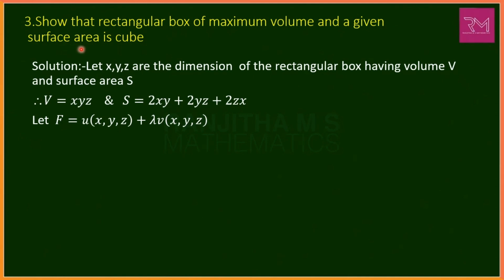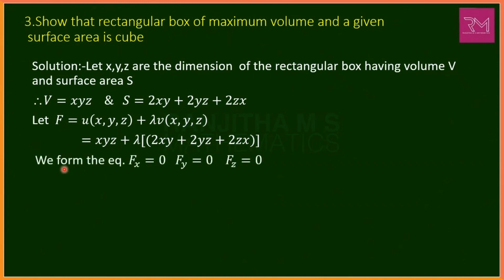Since the surface area is given, take this as the condition, that is v of x comma y comma z. Substituting the values, we get f is u, xyz, plus lambda into v, 2xy plus 2yz plus 2zx. First step, we have to find fx, fy and fz equal to 0. That is fx, the partial differentiation of f with respect to x, is yz plus lambda into 2y plus 0 plus 2z which is equal to 0.